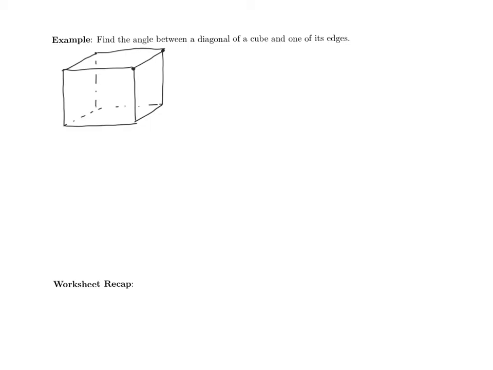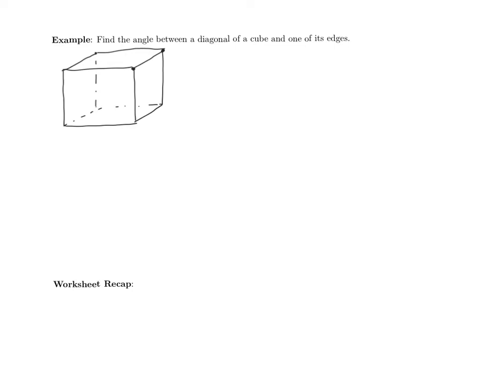So let's begin by investigating the example of find the angle between a diagonal of a cube and one of its edges. The first thing that we need to do, since we have a cube drawn here, is somehow introduce some coordinates. We need to embed this in a coordinate system so that we have something that we can work with. That also means we need to think about the length of one of the sides. Now, regardless of the length of one of these sides, the angle between a diagonal and one of the edges is always going to be the same.